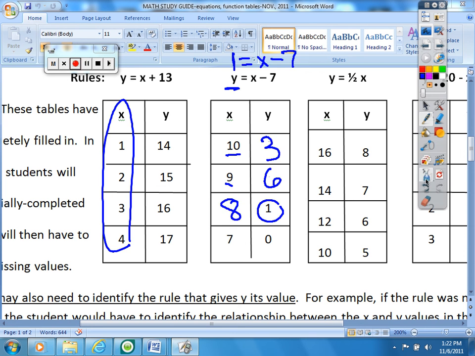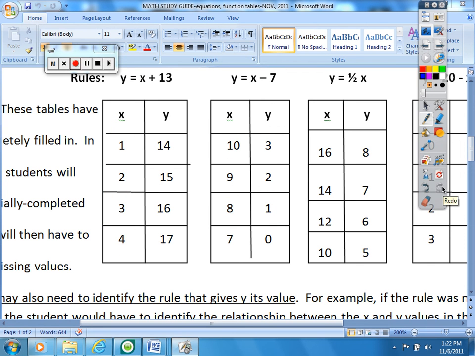All right, I'm going to do one more of these. Okay? All right, I'm going to erase some of my values. I'll just skip every other one. I probably didn't mean to do that one.